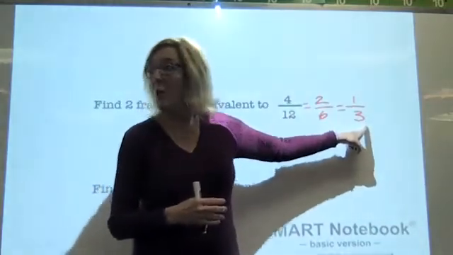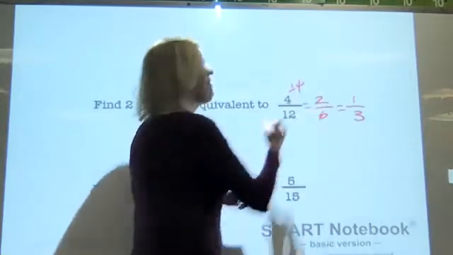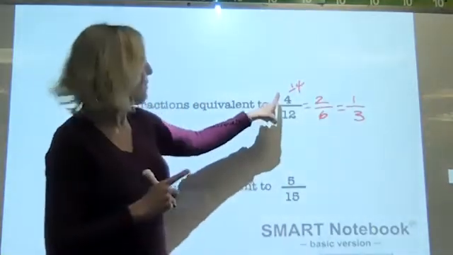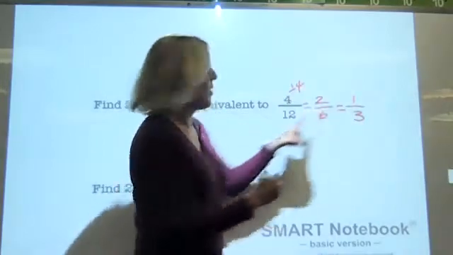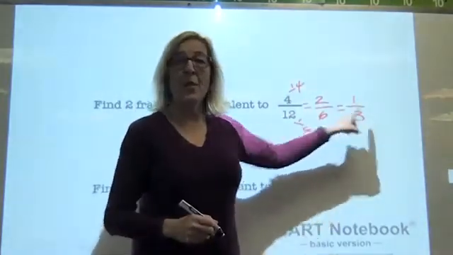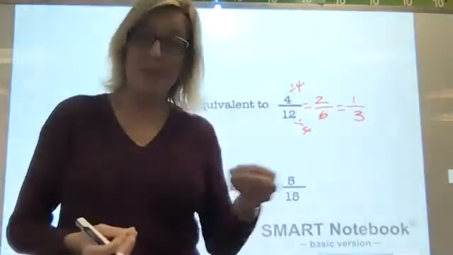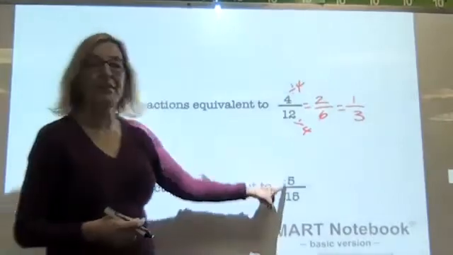We could have. We could have started here and divided by 4, divided by a factor of 4. 4 divided by 4 is 1, and 12 divided by 4 would give us 3. So I found 2 equivalent fractions using division.